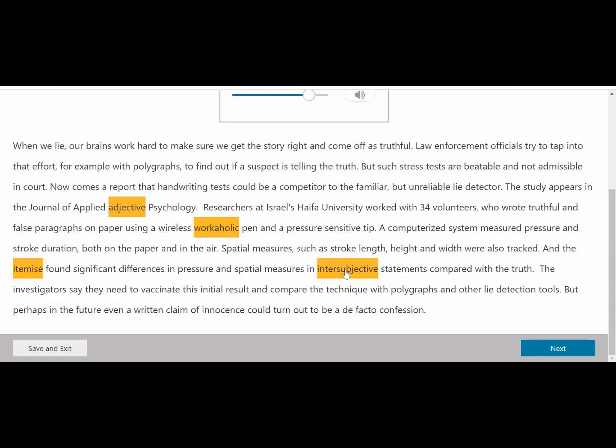The investigators say they need to validate this initial result and compare the technique with polygraphs and other lie detection tools. But perhaps in the future, even a written claim of innocence could turn out to be a de facto confession.